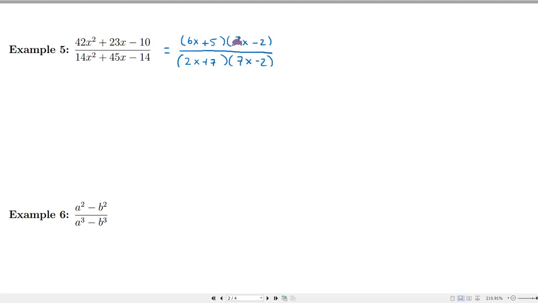And if we're going to get some reduction, you should expect probably one of the possible factors is going to be involved here. And it is the 7x minus 2 that gets reduced. And we are left with 6x plus 5 divided by 2x plus 7.